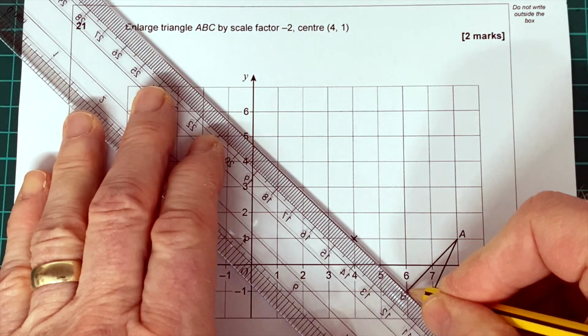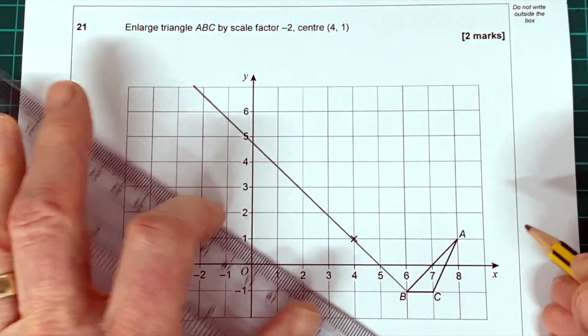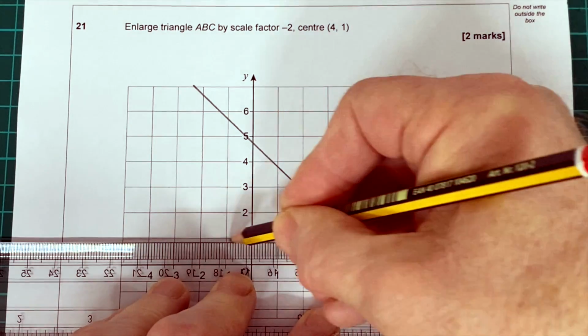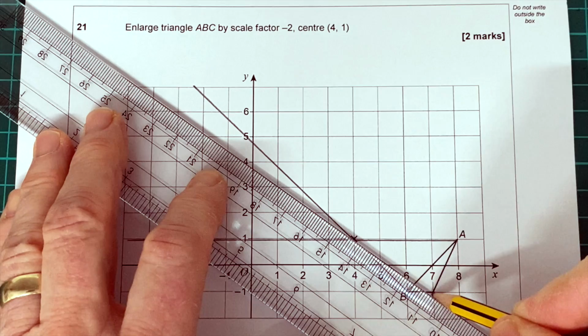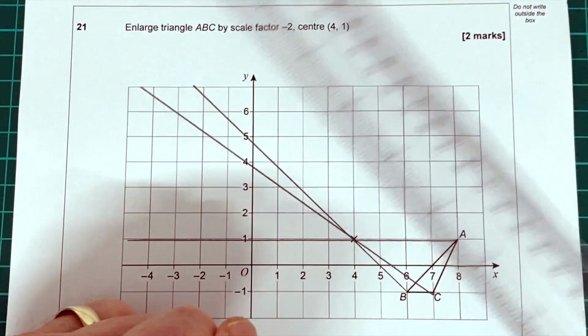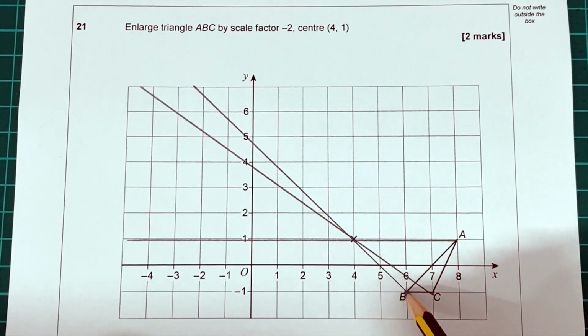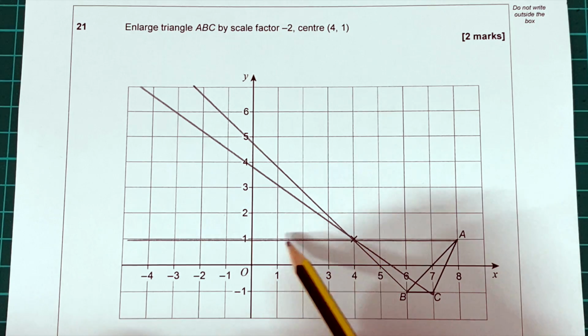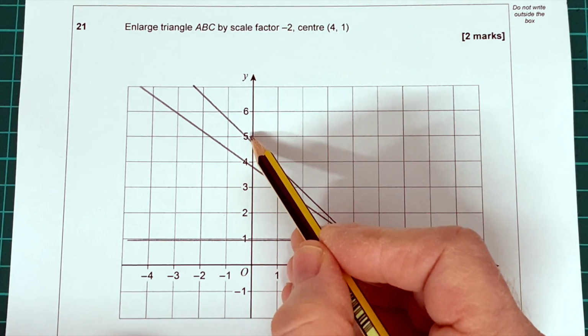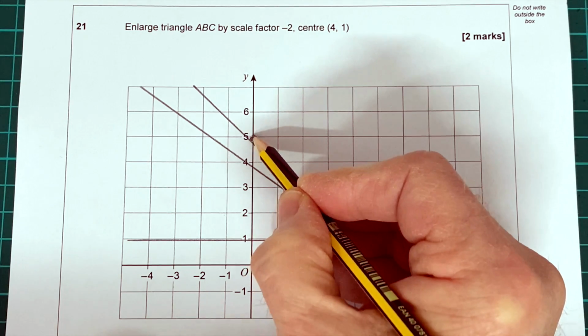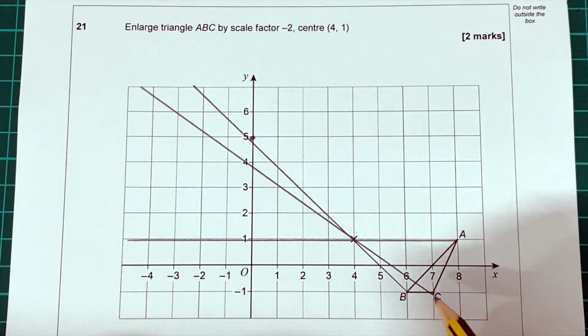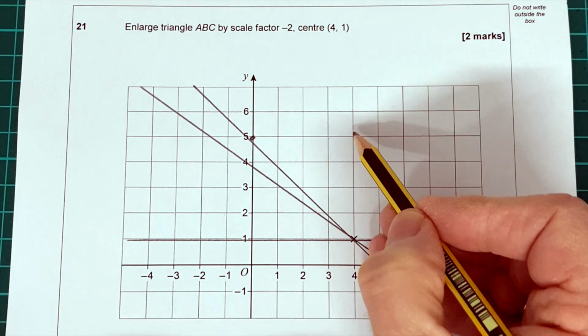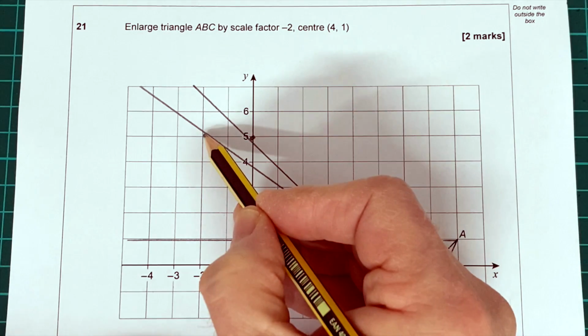What we're going to do is draw these lines through the center of enlargement from each corner. And if you look at point B, it's 2 down, 2 across. So through the center of enlargement, we're going to go 4 across and 4 up. Actually, I think my line wasn't drawn carefully enough. I think it should be probably there. If you look at C, that's 2 down, 3 across. So we're going to go 4 up, 6 across, which will get us to there.